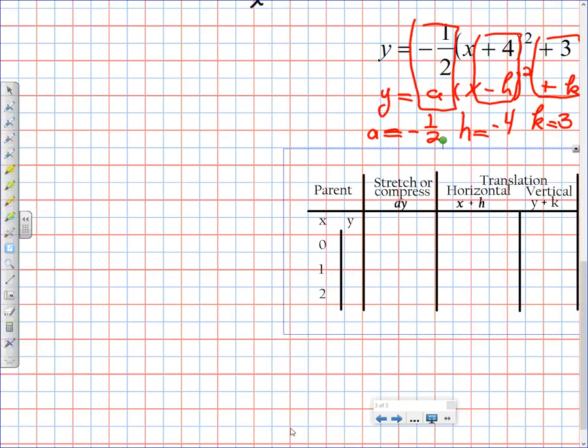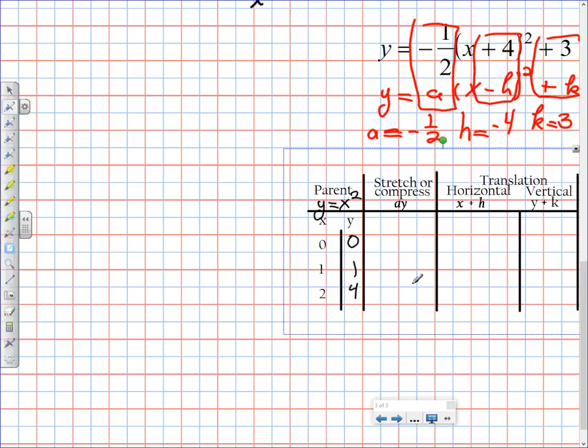The parent is always equal to y is equal to x squared. So if x is 0, what is y? If x is 1, what is y? If x is 2, what is y? So you put in 0 for x squared. 0 times 0 will give you 0. Now x is 1. 1 squared will give you y is equal to 1. If x is 2, 2 squared will give you 4.